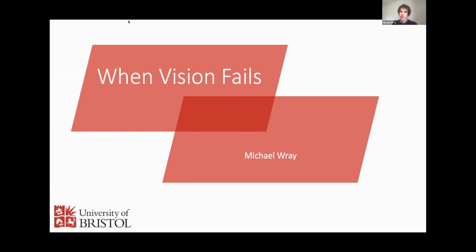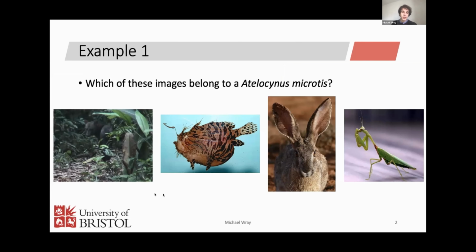I'm just going to talk a bit about when vision fails and how we can use other modalities such as audio and language to combat this. As a start, I want to go through this example where we're given 4 images with the following question: which of these images belong to the Atelocynus microtus species.